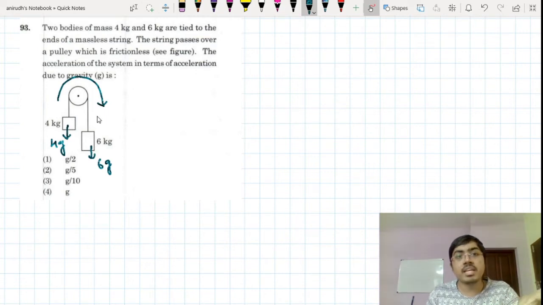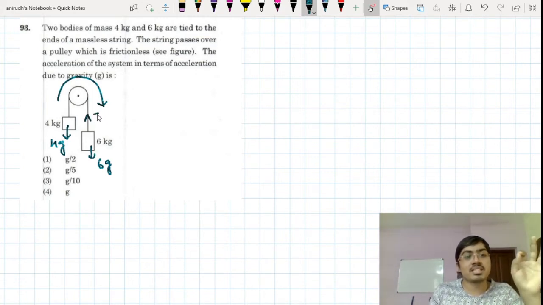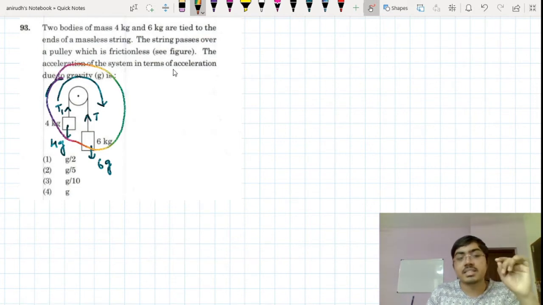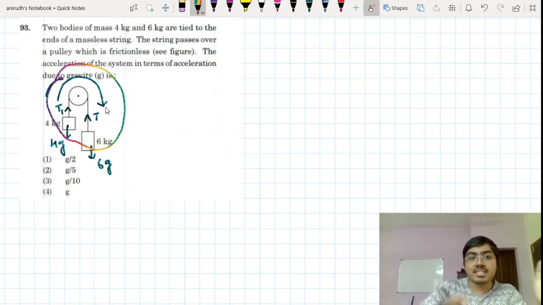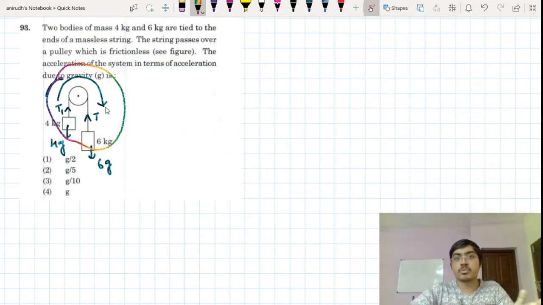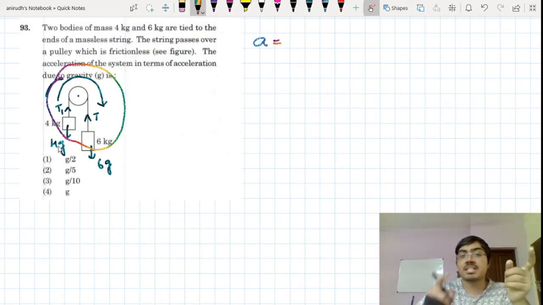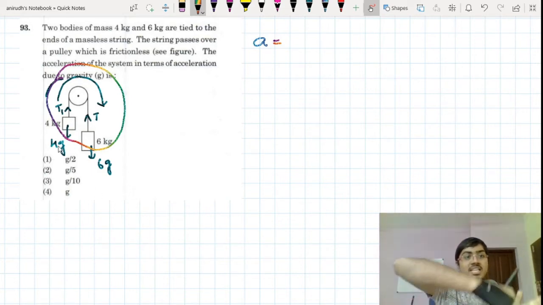So what will you do? The tension in the string is actually equal. If this is tension T, this is also tension T. Now I am considering this big portion as a system. Then the tension is an internal force, and 4g and 6g are the external forces. Since the body is moving in one direction, 6g is more than 4g. So acceleration is equal to net external force. 6g is down, 4g is down, but 6g is more than 4g, so it is taking it to the other side.